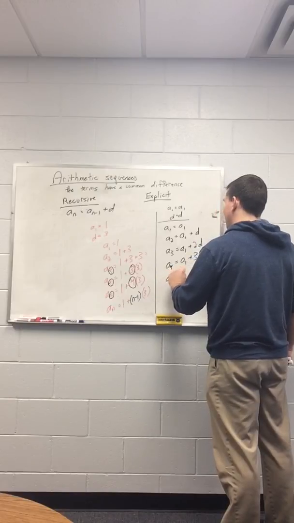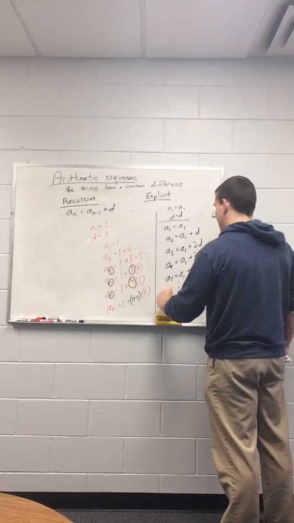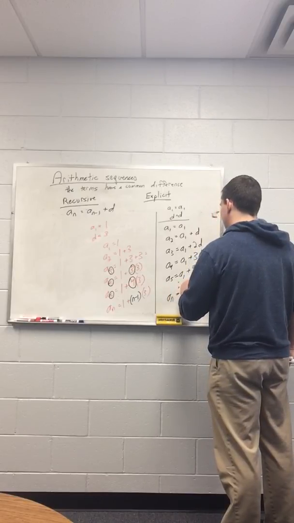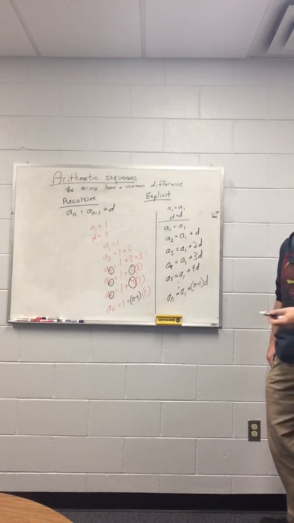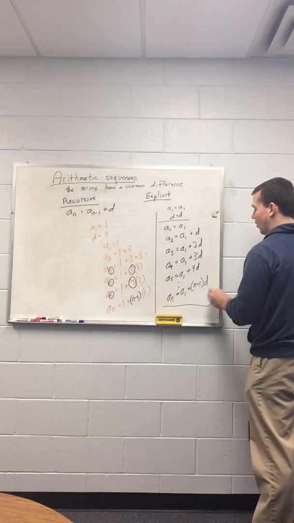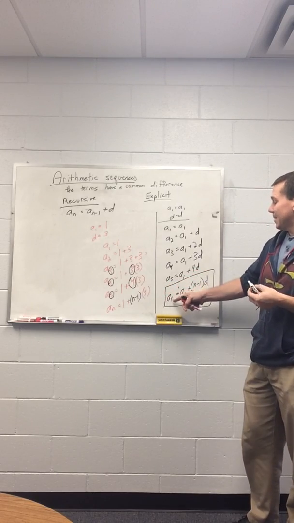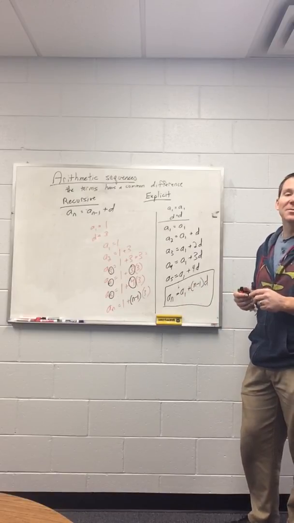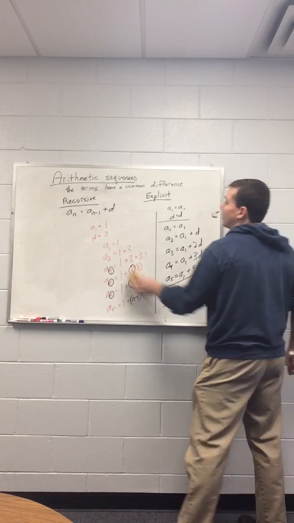A sub 5 would be a sub 1 plus 4 times the difference, d. And then a sub n would be the first term plus n minus 1 times d. And now we have this formula. For any arithmetic sequence, the a sub nth term is equal to the first term plus n minus 1 times the difference for any n. Now that's the explicit formula we care about.